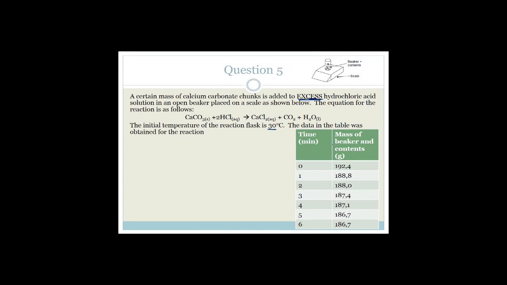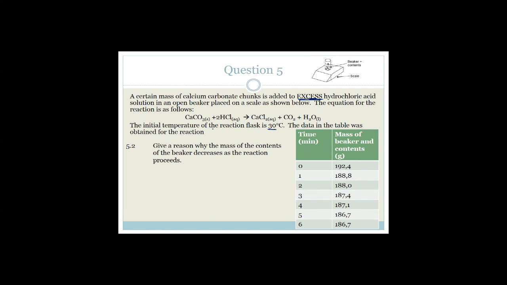And then you look at this and you see, oh look, here's the time in minutes, and this is the mass of the beaker and the contents. And do you see that the mass of the beaker and the contents is actually going down? Okay, so let's answer some questions. First of all, it says, is this reaction mixture heterogeneous or homogeneous? And it's obviously heterogeneous because you've got little calcium carbonate chunks and you've got the liquid hydrochloric acid solution. And heterogeneous mixtures are those that are in two phases.